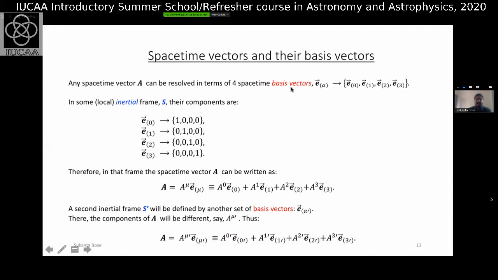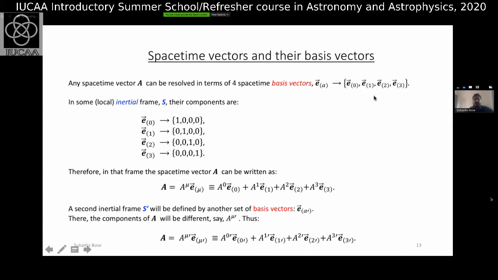Here, instead of i hat, j hat, k hat, I will have E1, E2, E3 vectors. So again, 1, 2, 3 are denoting the x, y, z components. But in addition, I'll have this 4th basis vector, E0. And these are all local. These are defined at any given point in space-time.